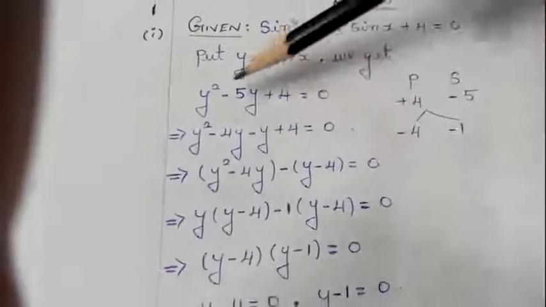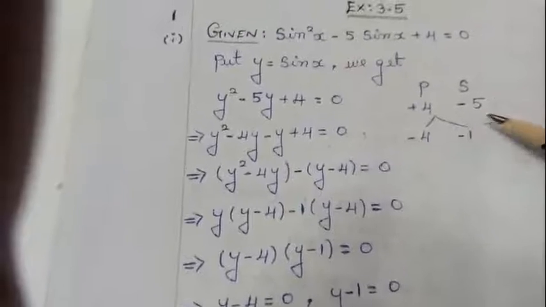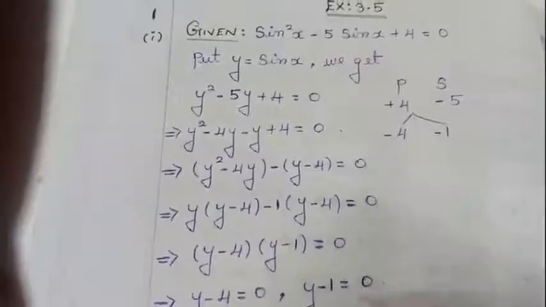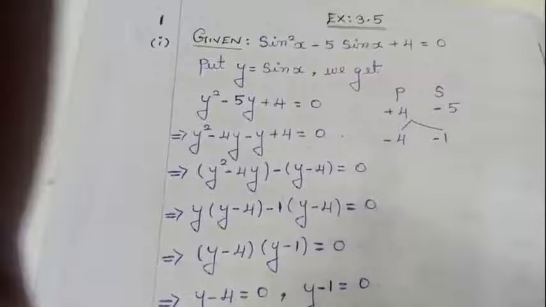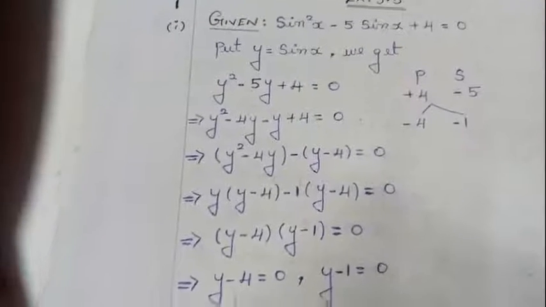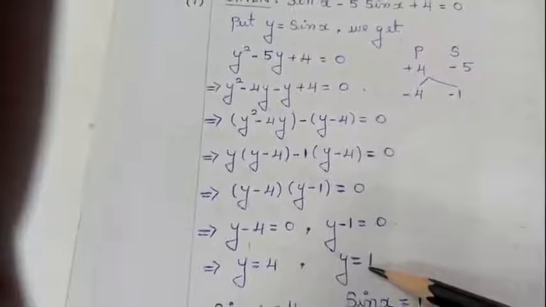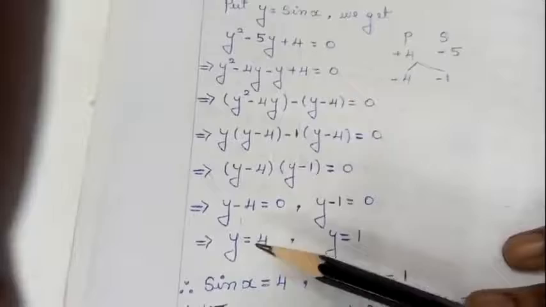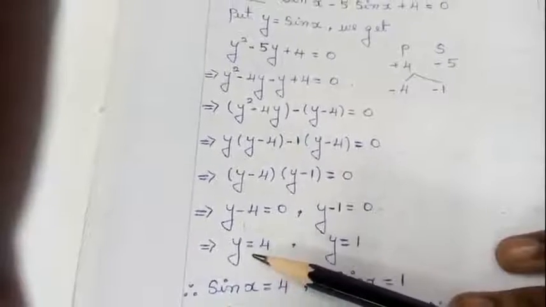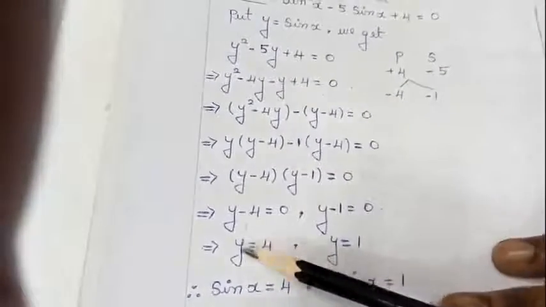If you see, this equation is in the form of a quadratic equation. I am finding the product and sum, calculating, and I am finding the answer as y equal to 4 and y equal to 1. For this equation you can use the quadratic formula or the factorization method. In the starting, I put y equal to sin x, so again I am bringing this y in the form of sin.